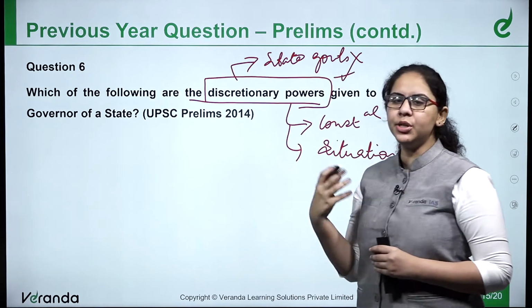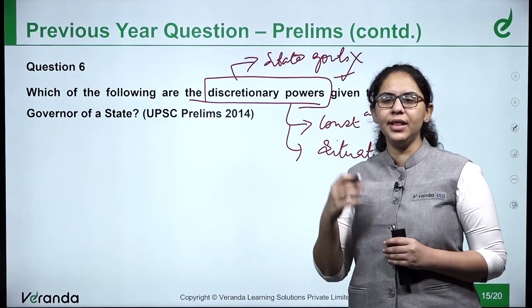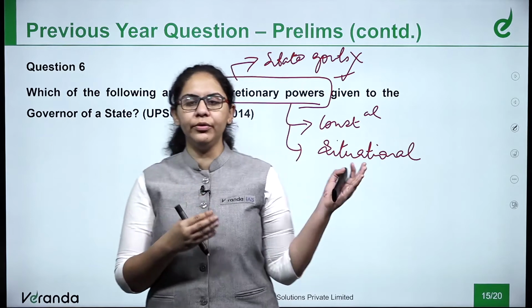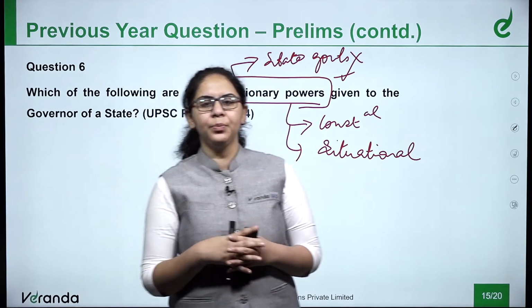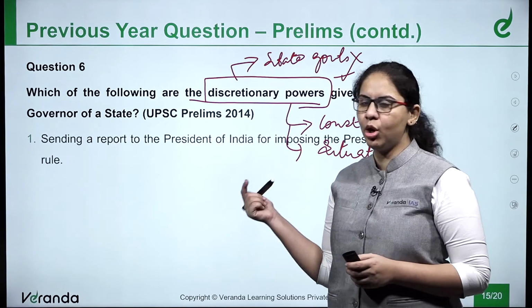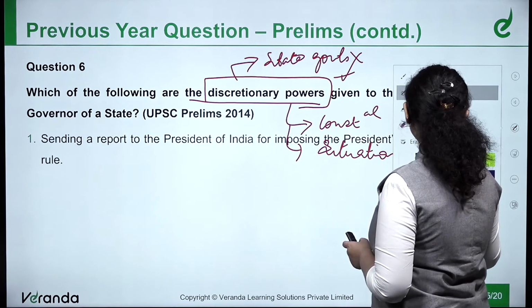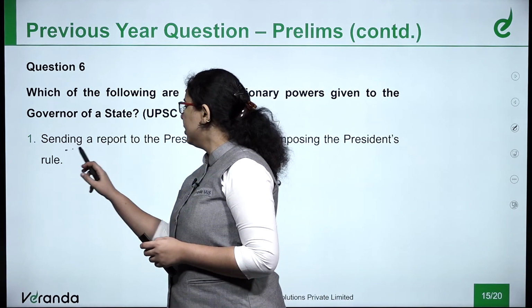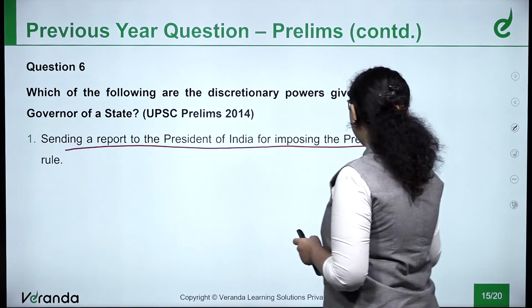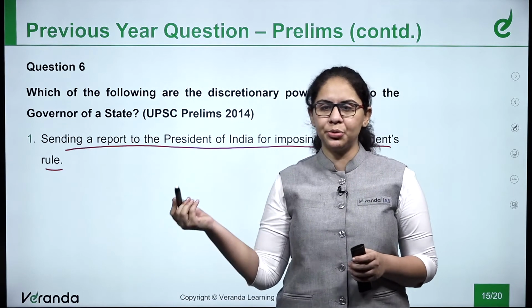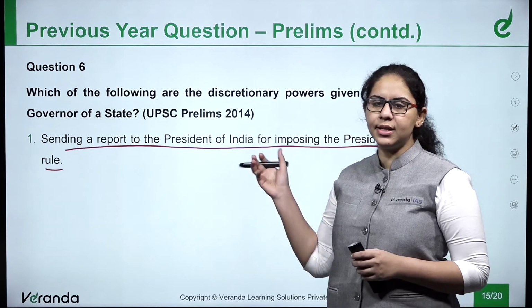There are some constitutional discretionary powers, and then there are some situational discretionary powers given to governors of states in India. In 2014 this easy, simple, direct question was asked. What are the options? There are some statements, and you have to select which is the discretionary power. Sending a report to the President of India for imposing President's rule in a state, is this a discretionary power?